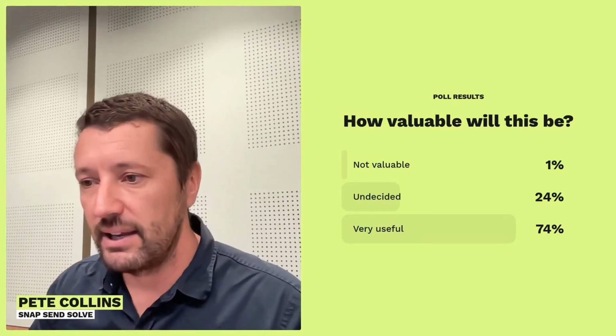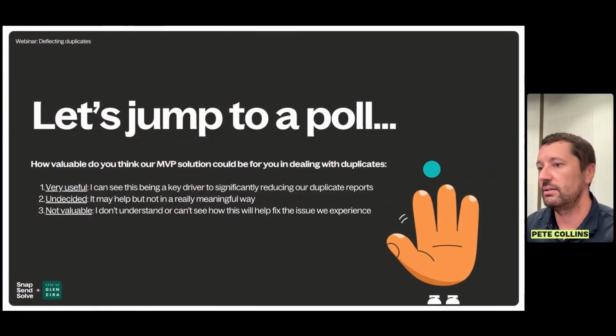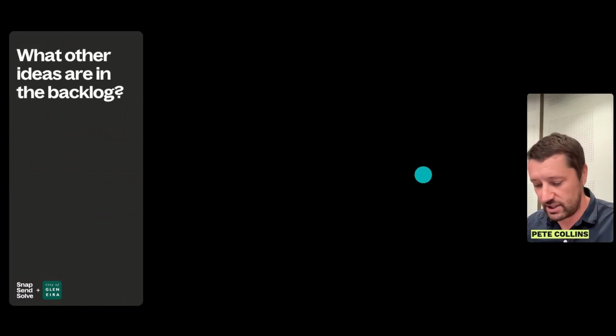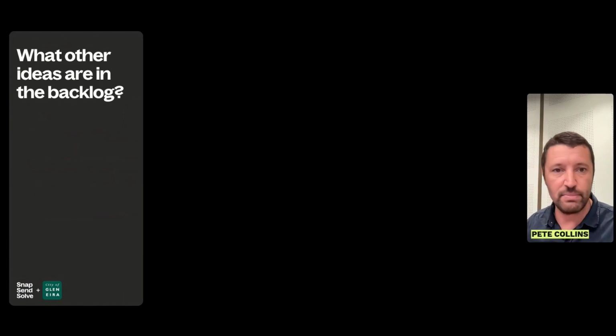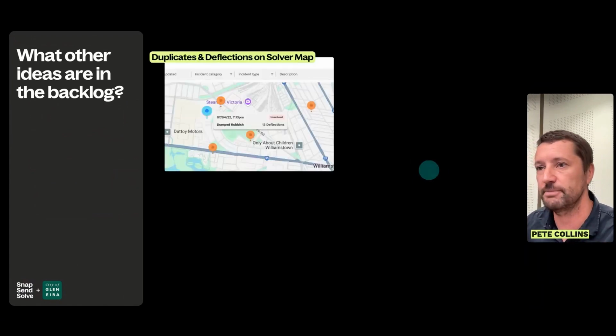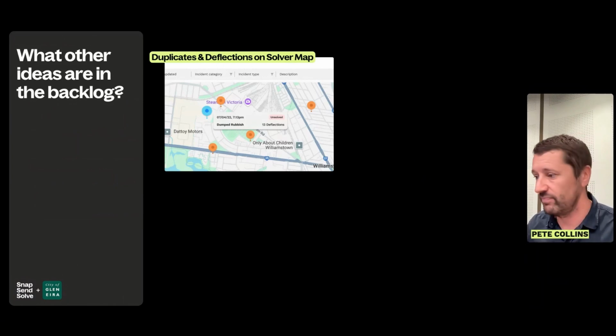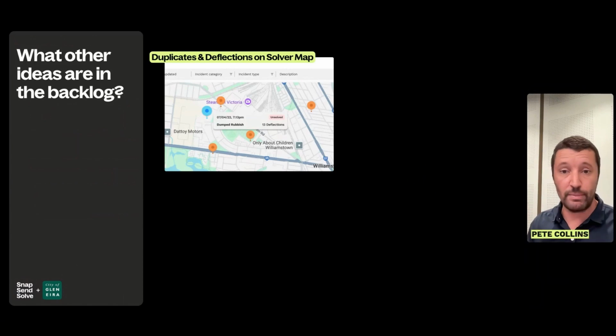So I'll jump back to my presentation here. What other ideas do we have in the backlog? There's plenty of opportunity to keep improving how we can solve for duplicates and how we can provide you with great tools to resolve duplicates. First off is highlighting potential duplicates and deflection rates in our Solver Map. Some of you will be familiar that it was about maybe 6 weeks ago, or slightly earlier this year, we launched Solver Map in our portal.